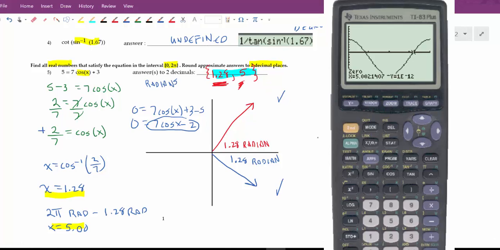The other thing that you could do is, if you solved it like the way I put on the paper, you could also just trace out the answers to check. So you could go trace 1.28. Okay, that proves that that's a right answer. Then you could do trace 5, and that'll take you to that intercept, so it proves that's an answer.